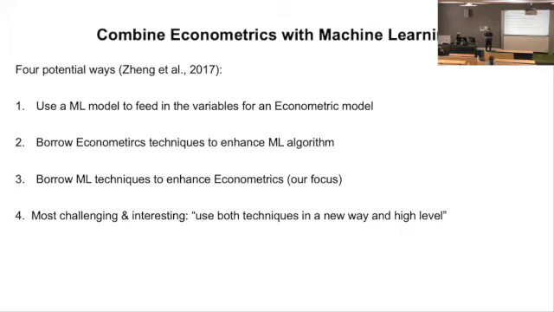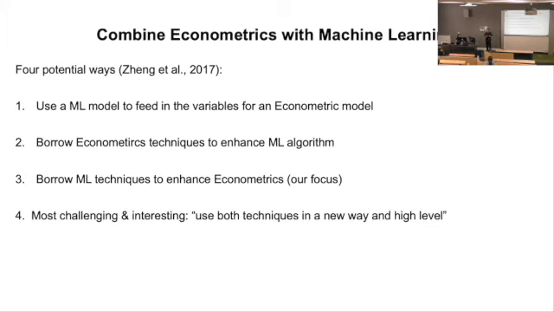In the literature, there are multiple ways to combine econometrics and machine learning. The first is that we use a machine learning model to feed in the data for econometric analysis, like Claire did, using machine learning to do text analysis to create some variables. Secondly, we borrow some econometrics techniques to enhance machine learning algorithms. For example, we can use causal inference to help with machine learning prediction. Third, we can use machine learning techniques to enhance our econometrics. This is my focus.